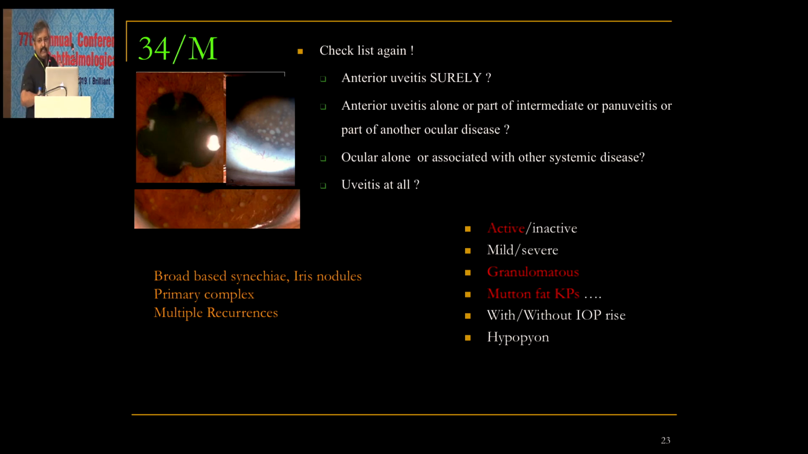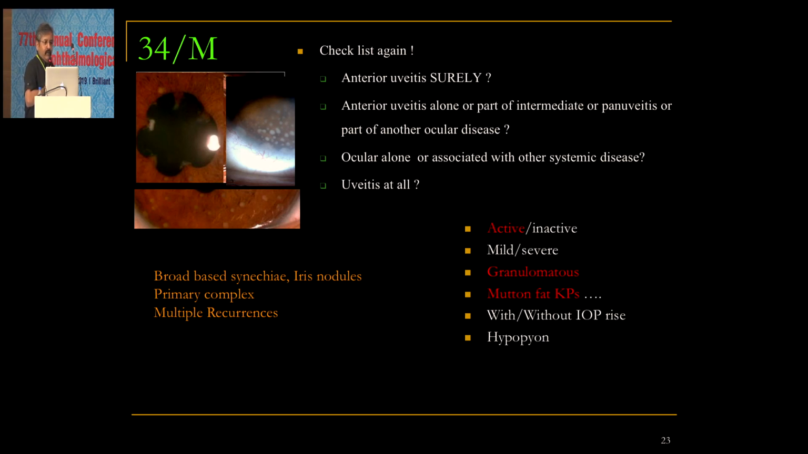There are a few things in granulomatous. Granulomatous is something that can be associated with systemic diseases. Okay. Tuberculosis and sarcoid are two things that are commonly seen in granulomatous. If you have broad-based synechiae, iris nodules, and this patient had a primary complex or multiple recurrences, then you lean towards tuberculosis. If you have Mantoux negativity, if you have candle wax drippings in the fundus and other things, you lean towards sarcoid. So the common two differential diagnoses in a granulomatous uveitis are tuberculosis and sarcoid.